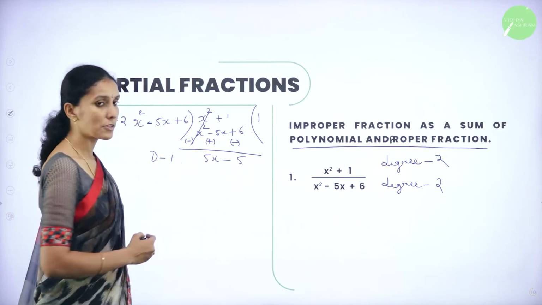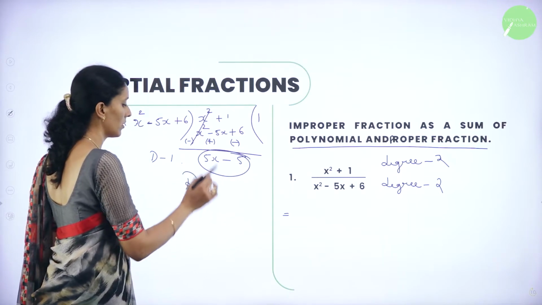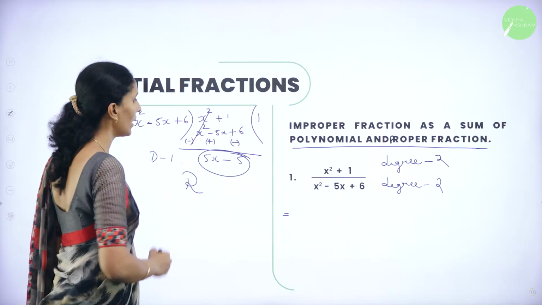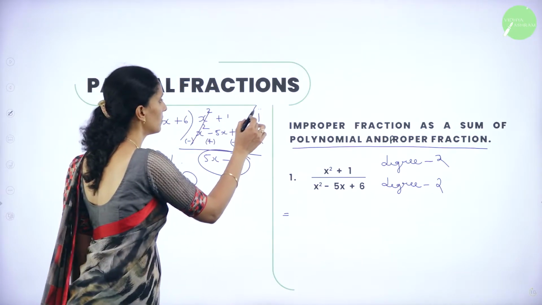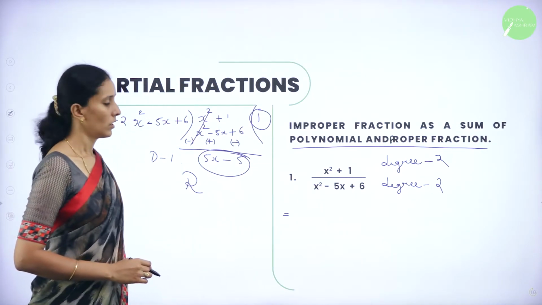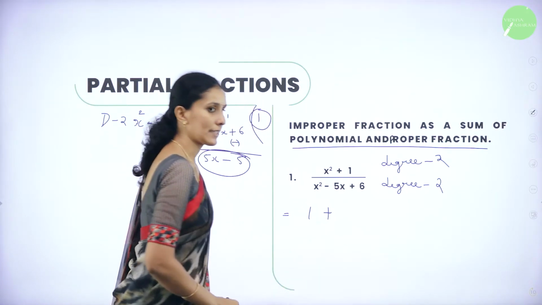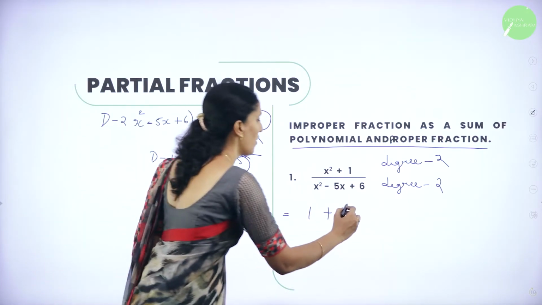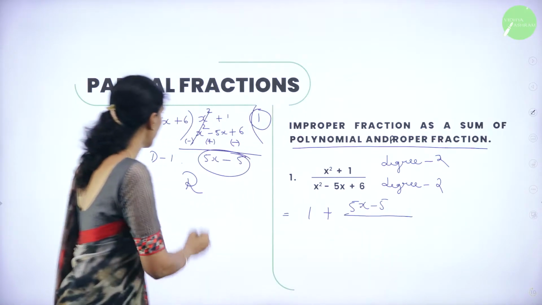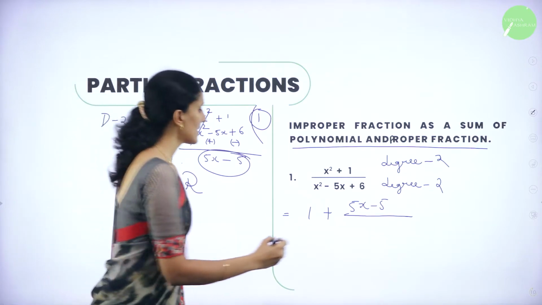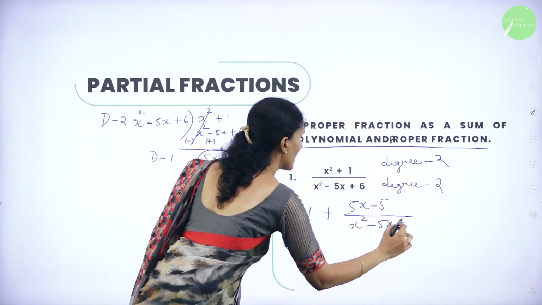But how can we express this as a sum? So now this is the remainder. Okay, so now how will we express this? So this is the quotient. Therefore this can be written as 1 plus 5x minus 5 divided by the divisor, that is x square minus 5x plus 6.